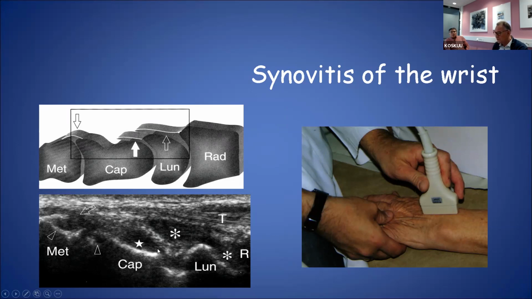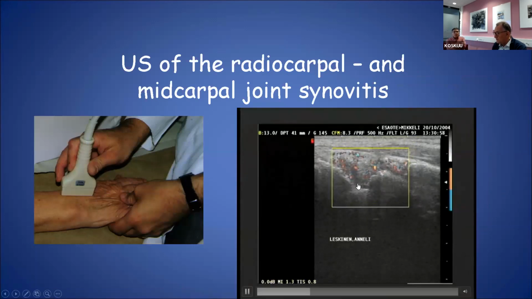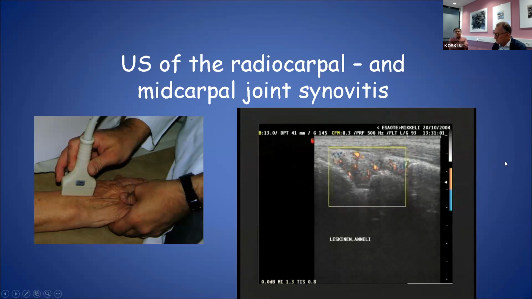Then we have the mid-carpal joint. This is the radiocarpal, mid-carpal joint. Sometimes you also see the carpometacarpal joint. I have never seen any publications of this, but you quite often see inflammation in this area. Usually when we talk about wrist inflammation, we talk about wrist joint inflammation, about radiocarpal and midcarpal. Just an example of a radial midcarpal joint synovitis depicted with Doppler.